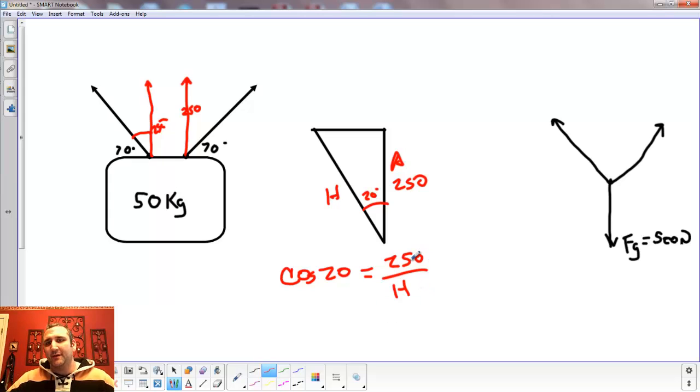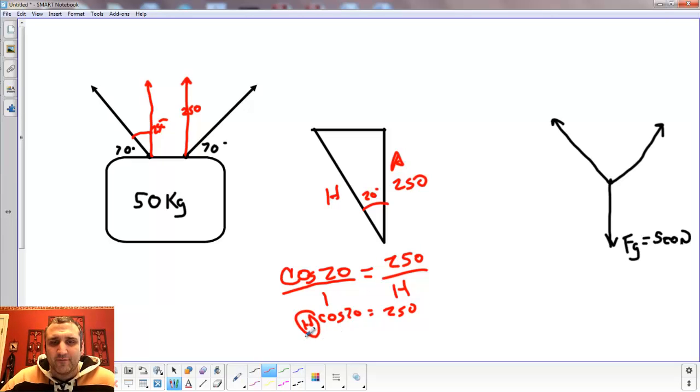And this is where you guys might get a little confused. You might want to take 250 and just multiply it by cosine of 20, but you can't, because we're trying to get the h by itself, so you really have to cross multiply. Cosine 20 over 1 equals 250 over h. That'll give us h times the cosine of 20 equals 250. And then we still have to get the h by itself, so we have to divide both sides by cosine 20.